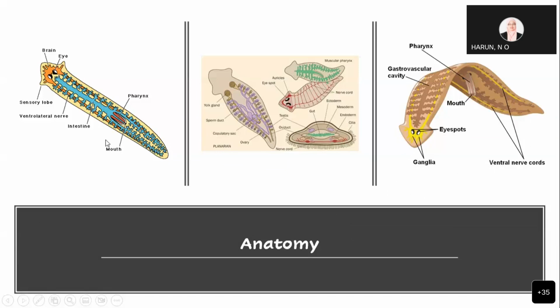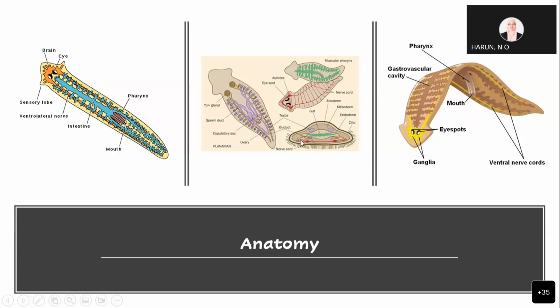Right, the anatomy. Without a doubt, kita akan tengok bila we learn about plants or even the animal, kita akan tengok dia punya anatomy. How it looks like bila kita tengok belahannya. Okay, this is a Planaria. They have the brain. Planaria is very smart one. They have the brain, they have eye, the pharynx, they do have mouth dekat belakang ni. Intestine, ventrolateral nerve dan juga sensory lobe. Again, this is how it looks like.